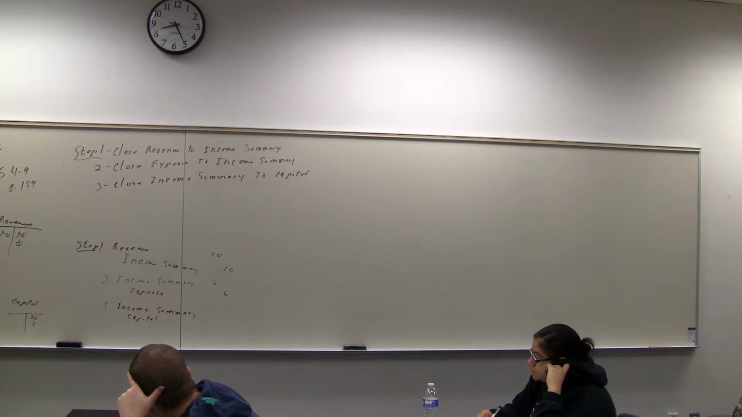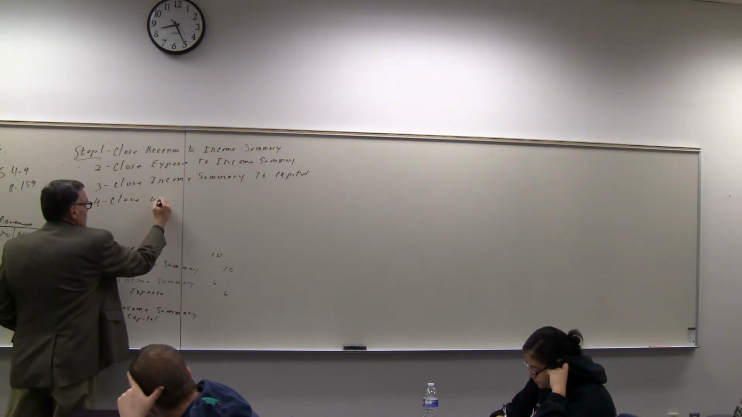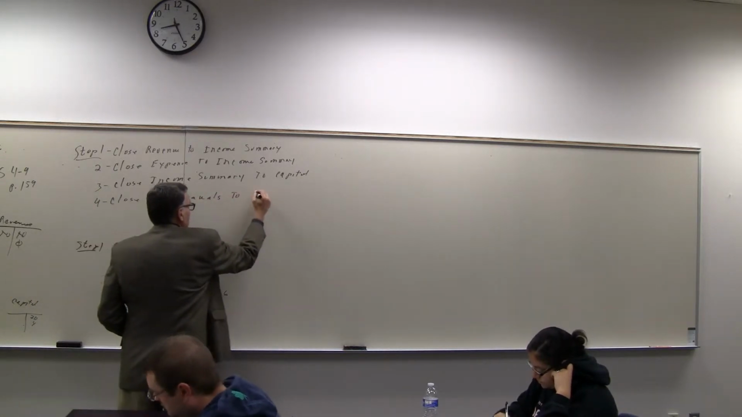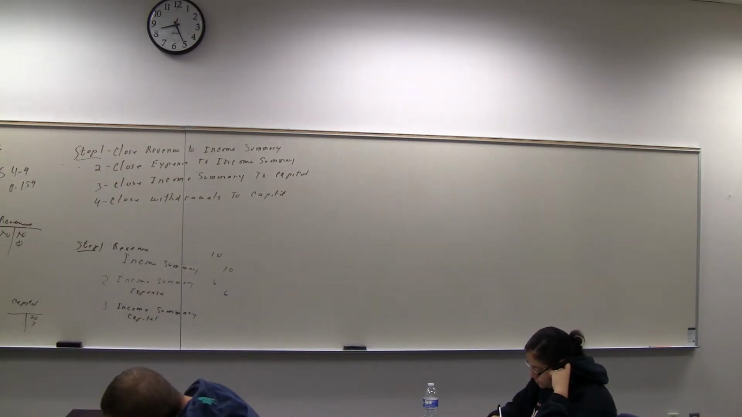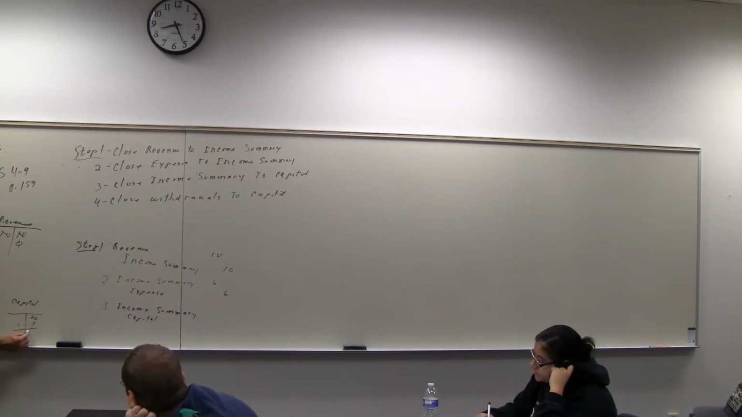And then step 4 is we're going to close withdrawals to capital. So in this case, let's say the withdrawals had a debit of 1. So we zeroed it out with a credit. Now it's reduced to 0. If the credit goes here, the debit goes here. So the ending balance in your capital account will be 20 plus 4 minus 1. It will have increased to 23, and now it's updated. And so step 4 is you close the withdrawals to the capital.